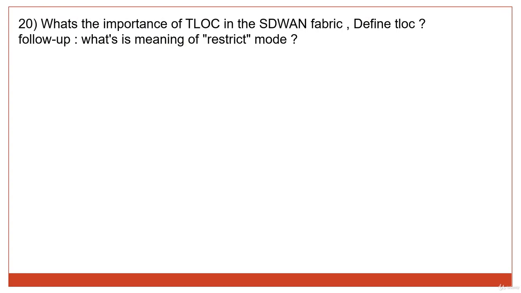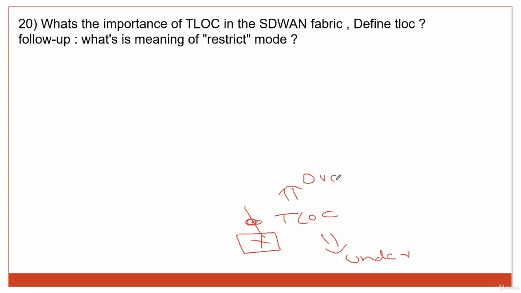Now we move to question number 20. Question number 20 is also a very important and frequently asked question: what is TLOC and what is the significance of TLOC? We know that the transport locator is the glue factor. So your TLOC is the glue factor for the underlay and the overlay. Your overlay is nothing but the OMP protocol. Say overlay, that is your OMP, and underlay may be any of the IGP protocols, but the key determining factor is the transport locator.